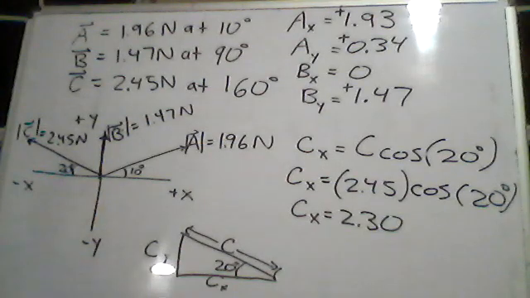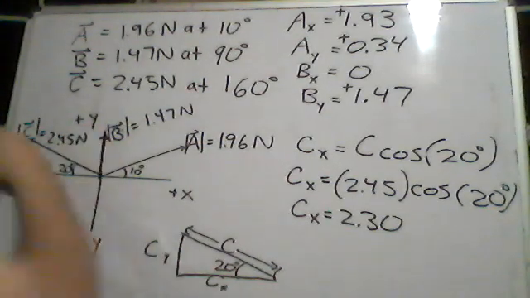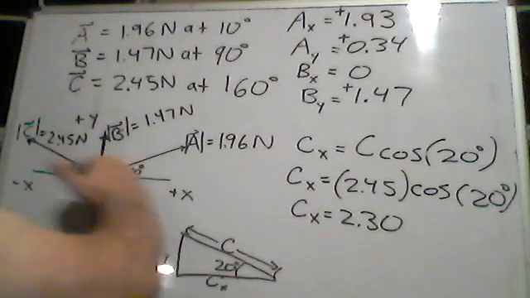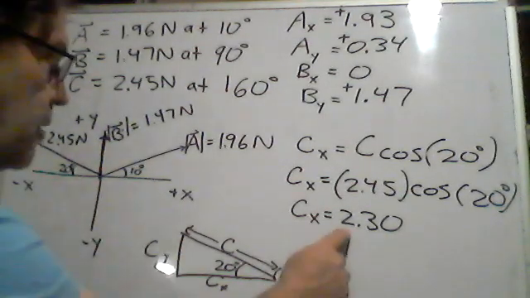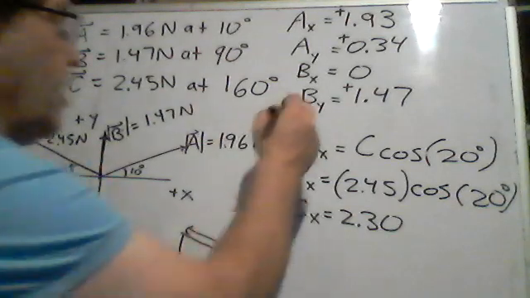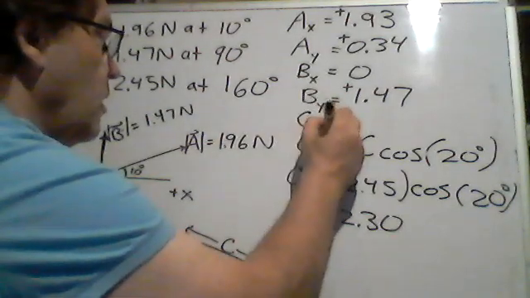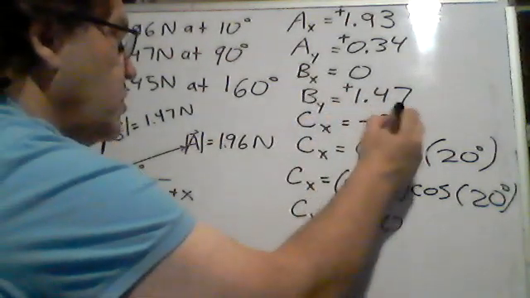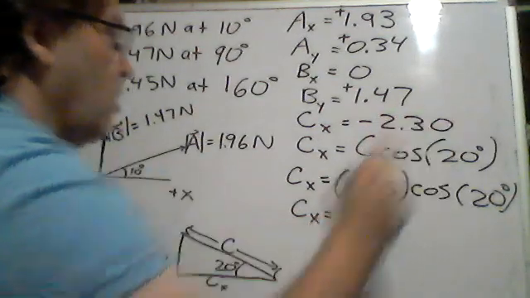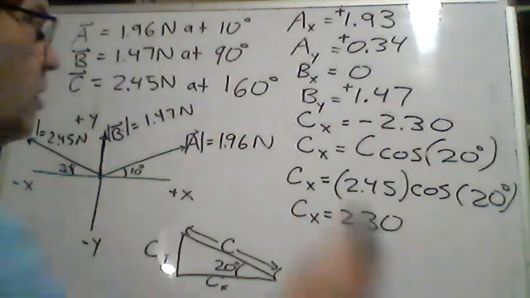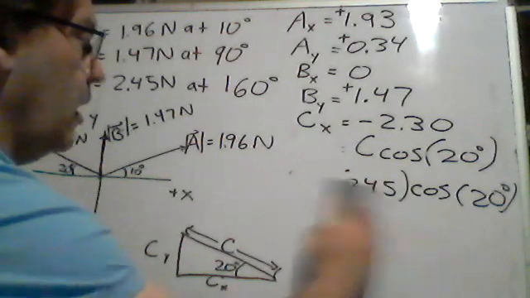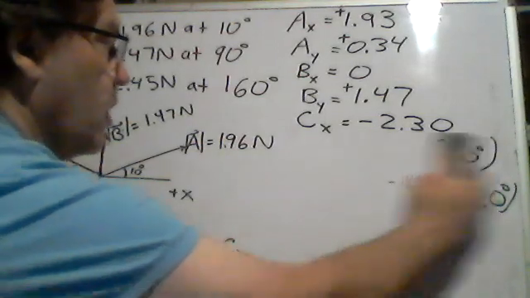Again, adjacent over hypotenuse is cosine. All right, 2.30, and I realize that this is a second quadrant vector, so second quadrant means a negative x and a positive y. So I'm going to apply a sign of negative x. Now let's write it up here in my little parking lot. So c sub x is negative 2.30. I'm just collecting my results. All right, one more calculation to do for components.